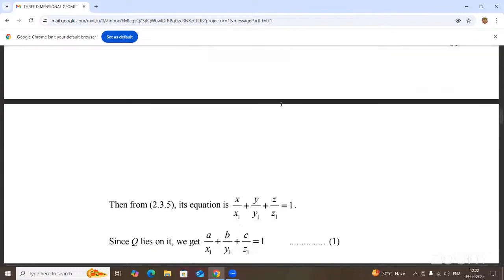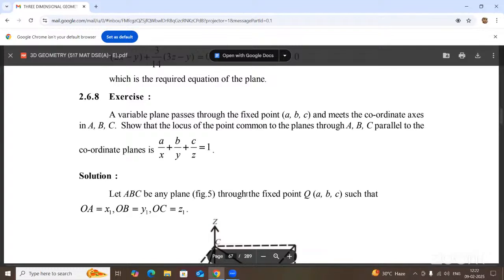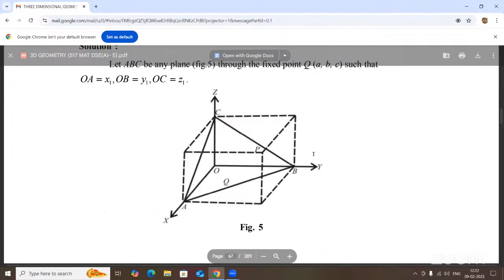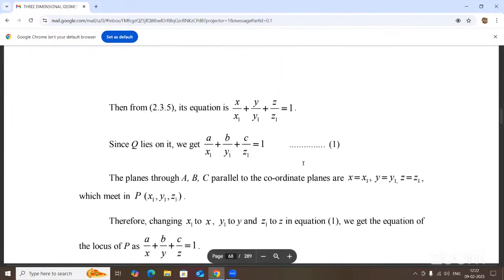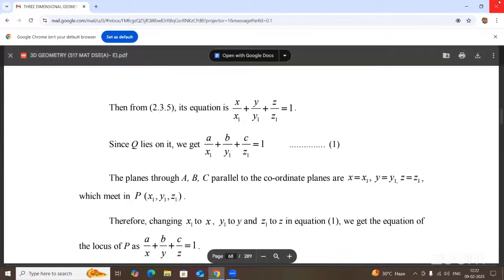The equation of the plane in intercept form is x by A plus y by B plus z by C. Here, replacing A, B, C by x1, y1, z1, we take expression 2.3.5. The x-intercept is A, the y-intercept is B, the z-intercept is C. For our convenience, assuming A, B, C are x1, y1, z1, we get x by x1 plus y by y1 plus z by z1 equal to 1.